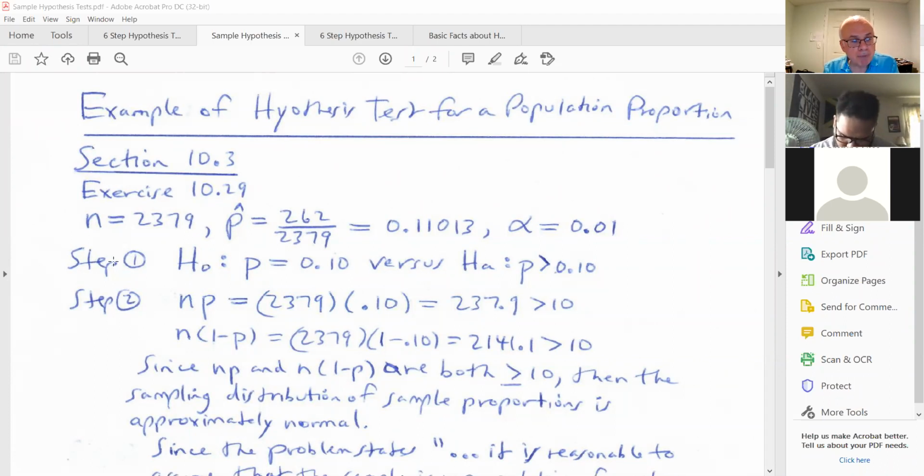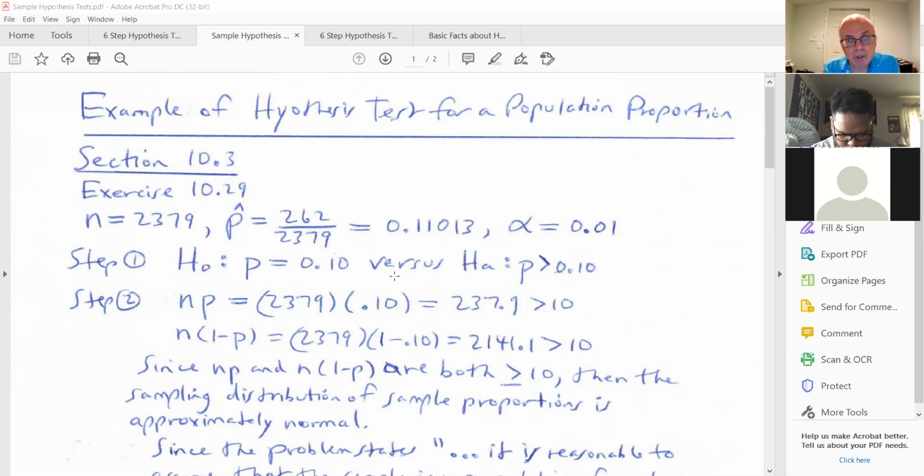Now, step 1 is stating your null and alternative. Remember, the problem tells you this, the claim is that we want to see if the true population proportion is greater than 10%. So that's your alternative hypothesis. P is greater than 0.10. Obviously, since we always use equal to in the null hypothesis, that's going to be P is equal to 0.10. The numbers always have to match. All right, so even though they didn't say null hypothesis, that's going to be the null. Typically, in these problems, they just give you the alternative hypothesis.